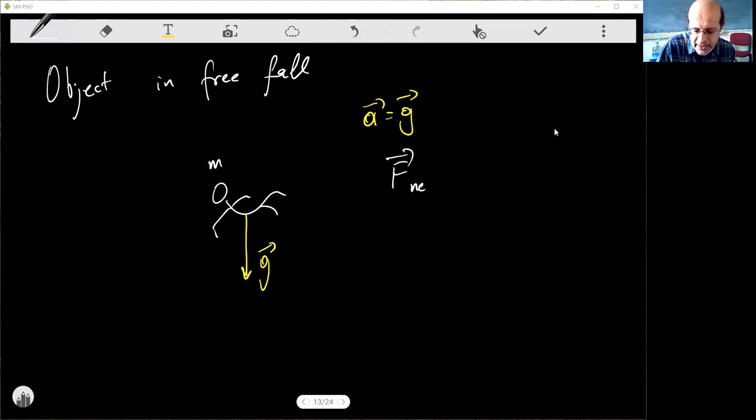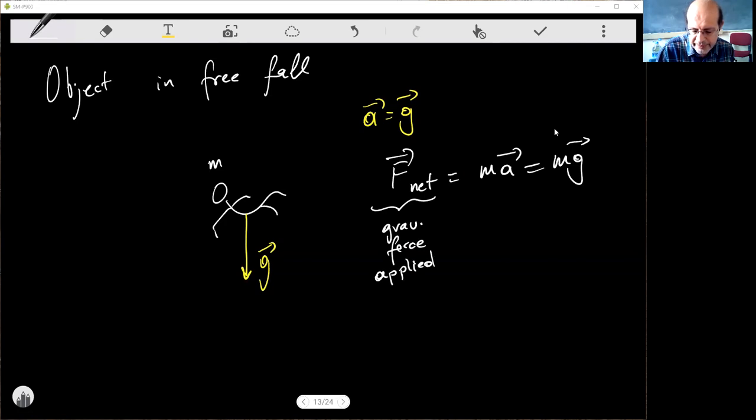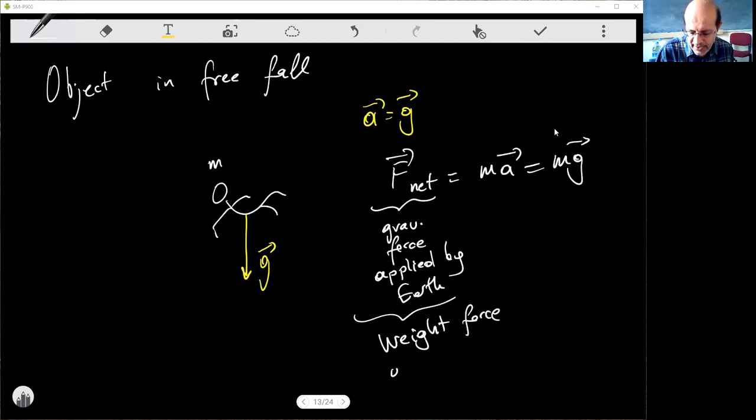So the net force is therefore, because of the second law, this has to be so. Therefore, there has to be a net force acting on that object that's equal to mass times the gravity. And we just call this the gravitational force, basically applied by the Earth. Okay, so we just call this the weight force. And this is the weight force, let's say, on the object. But sometimes we just call it the weight of the object.